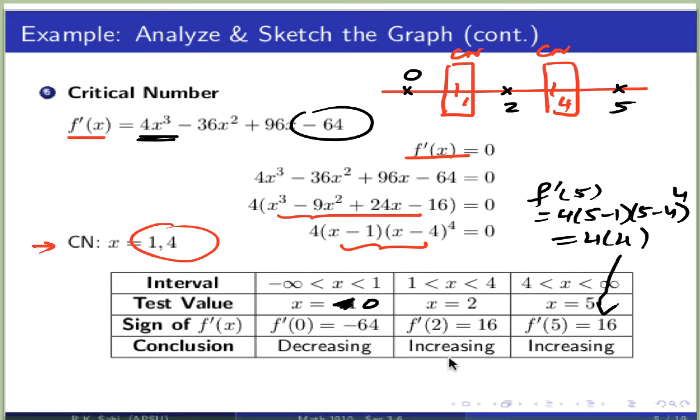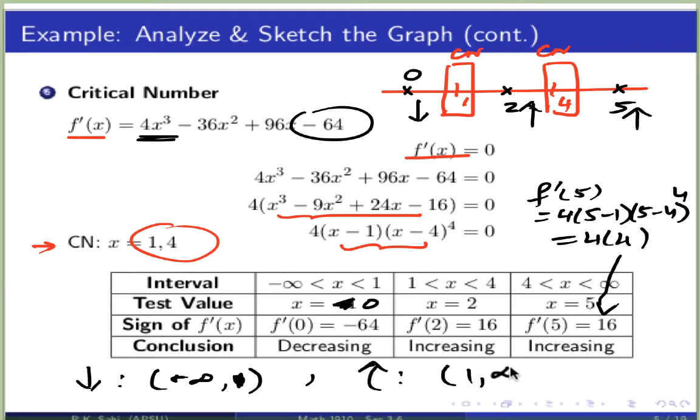Okay, great. So what we notice, it is decreasing from negative infinity to 1. So here it is decreasing. When f prime of 2, yes, it is increasing. Okay, and again it's increasing. So the intervals of decrease are negative infinity to 1, and the intervals of increase are 1 to infinity. So that's how it is.